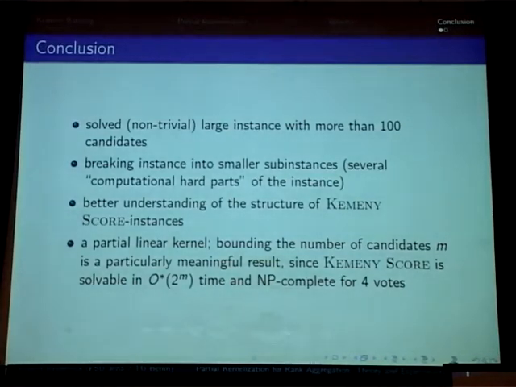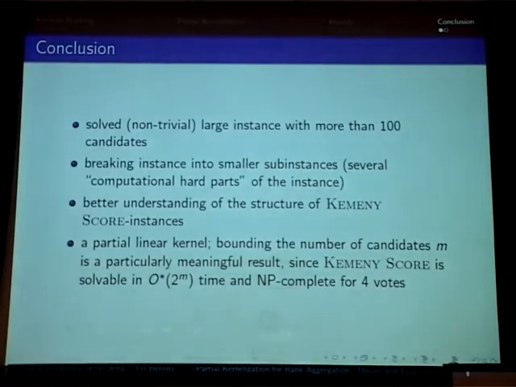And we were able to break these instances into sub-instances. That's not what we proved with this kernelization, because kernelization only means we reduce to one instance and we know the size. But in practice, it can also be the case that we gain several smaller sub-instances which are somehow independent. We can solve these instances independently and then take the solutions together to get the complete solution. And in this way, parameterized complexity helps us to get a better understanding of the Kemeny-Young instances.